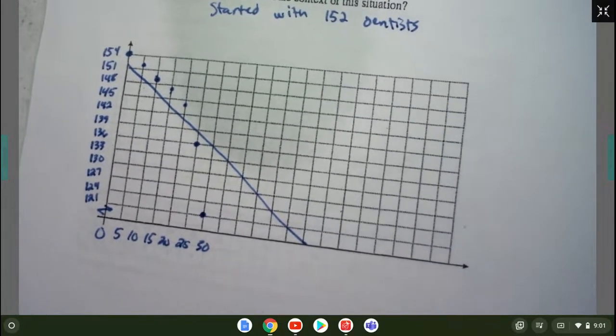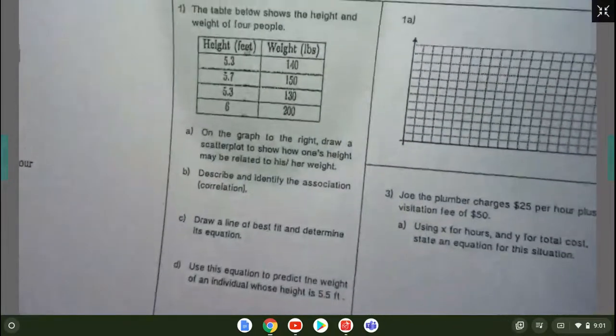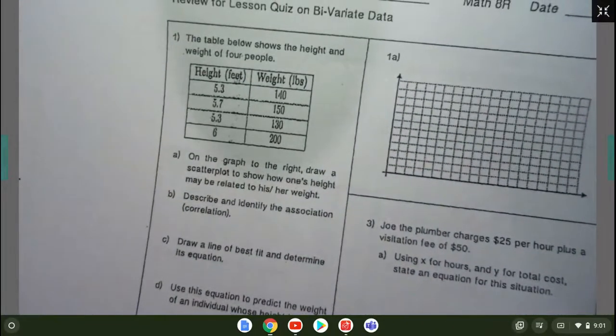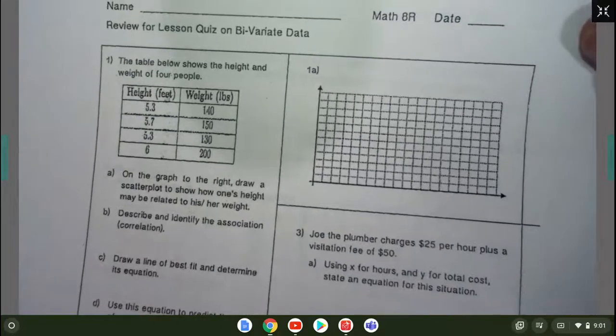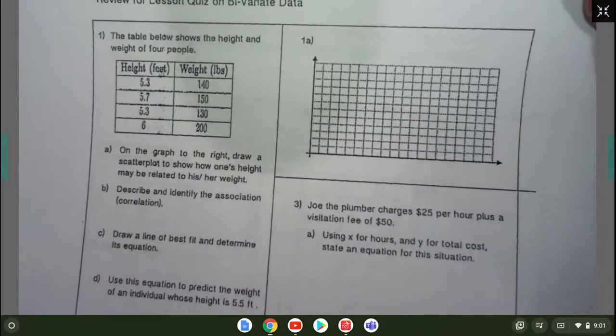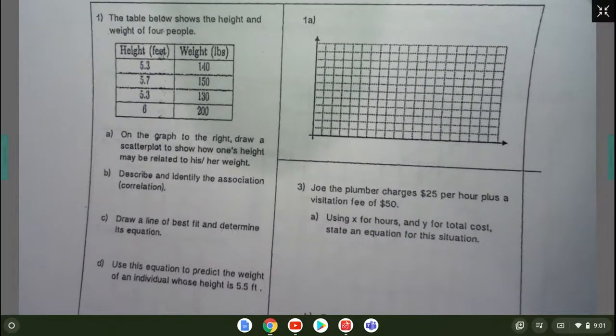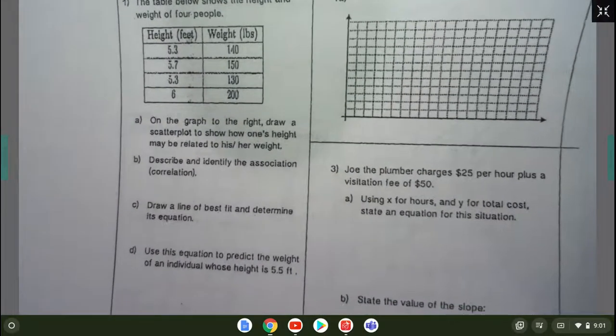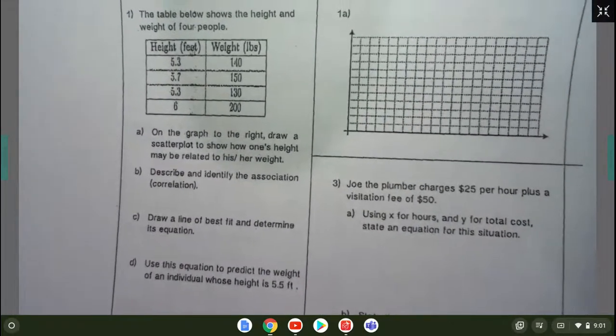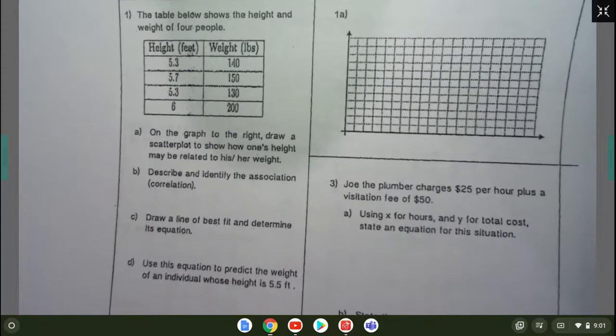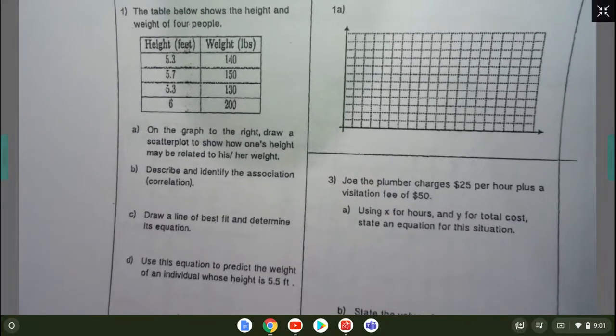All right, review for lesson quiz on bivariate data. That's a problem that we did. So if you want to go back and do that one again, you can. But it was on that very first page that we did. We graphed those for 8th grade students. So you can go back and do that one again if you'd like.